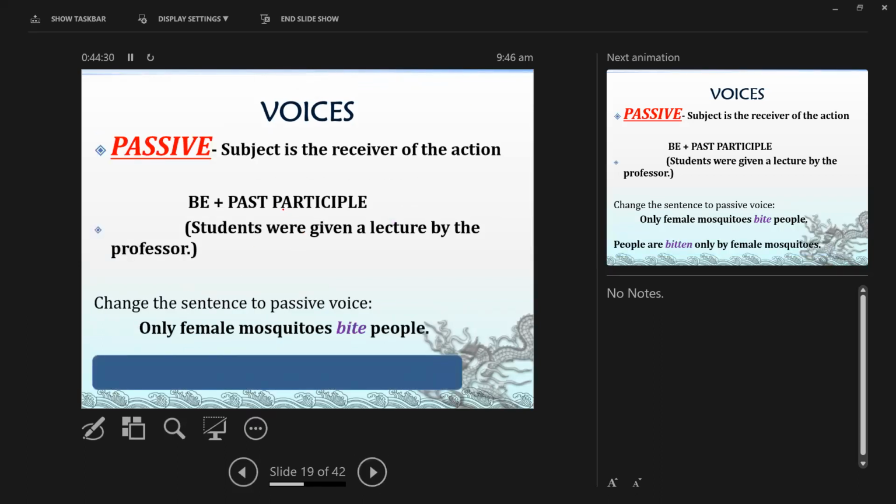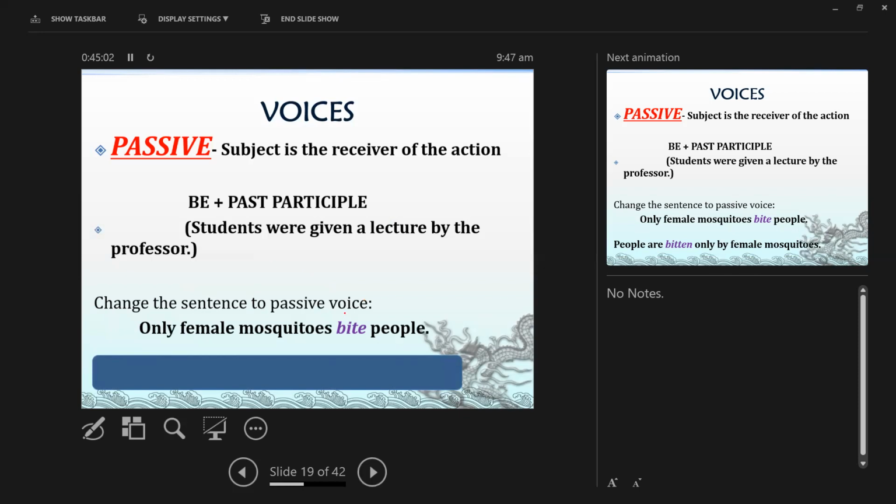Now, let's talk about the passive voice. The passive voice, subject is the receiver of the action. Example, students were given a lecture by the professor. So, the subject is the receiver of the action. Students were given. Who were given? The students. The students were given a lecture by the professor.